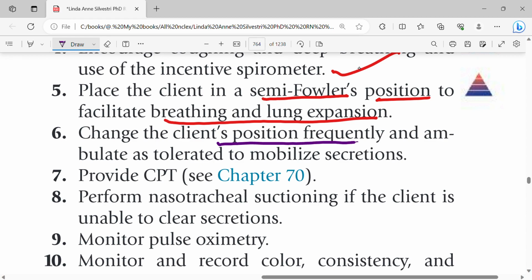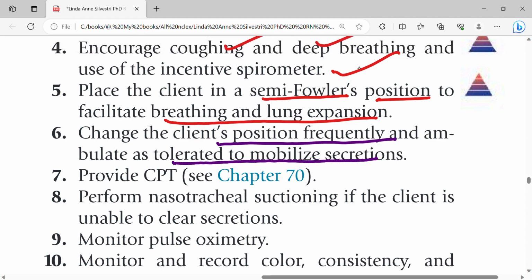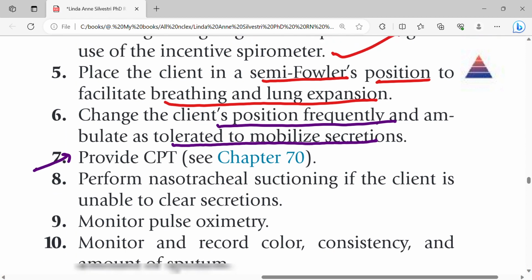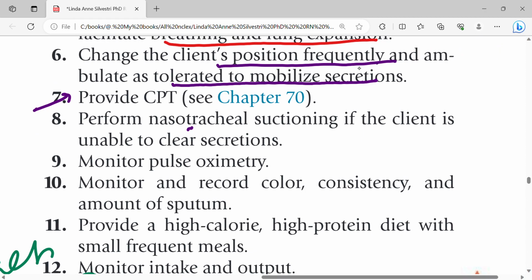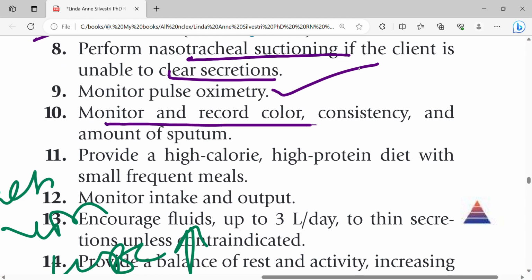Then change the client position frequently and ambulate the patient as tolerated to mobilize secretions. We should ambulate the patient. Provide chest physiotherapy. Perform nasotracheal suctioning if the client is unable to clear secretions. Monitor the pulse oximetry. Monitor and record the color, consistency and amount of the sputum.